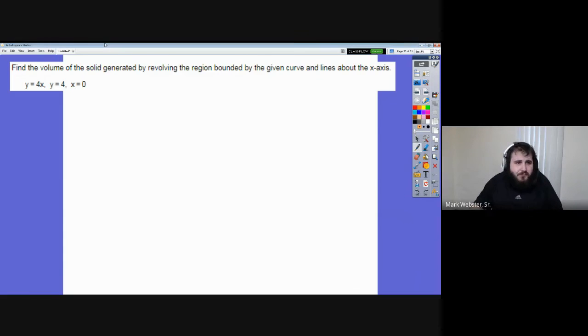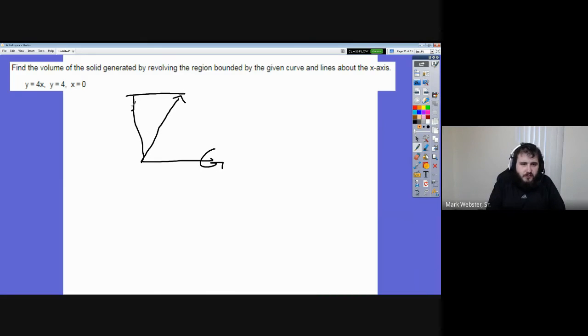All right, let's do this one now. Find the volume of the solid generated by revolving the region bound by the given curve and lines about the x-axis. So the same thing. We've got y equals 4x, we've got y equals 4, I've got x equals 0, and we're rotating around the x-axis.